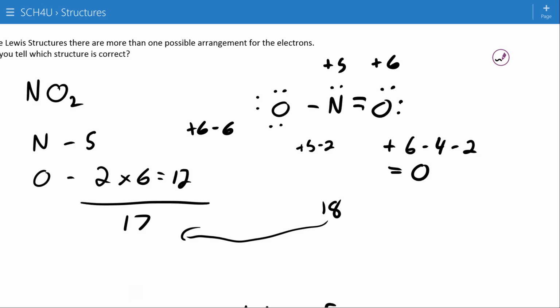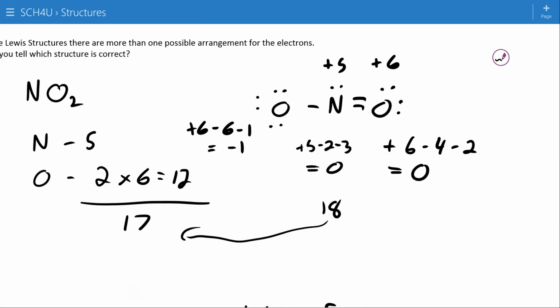This nitrogen has plus 5, minus 2 from these lone pair electrons, and then 1 from each of these bonds, minus 1, minus 2, minus 3. So its formal charge right now is 0. This oxygen, on the other hand, plus 6 from its effective nuclear charge, minus 2, 4, 6 from its lone electron pairs. Remember, he gets 1 from that bond, and so his formal charge is minus 1. Okay, so that's how you calculate a formal charge.